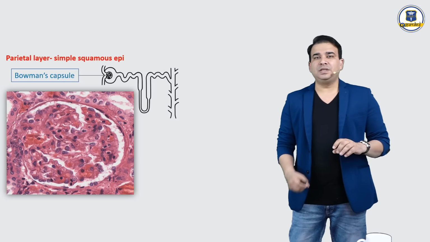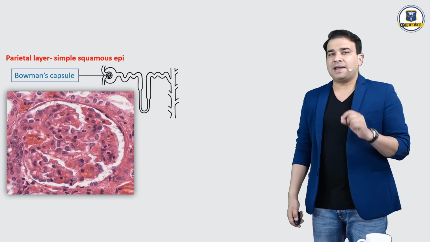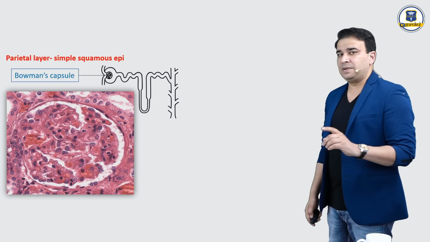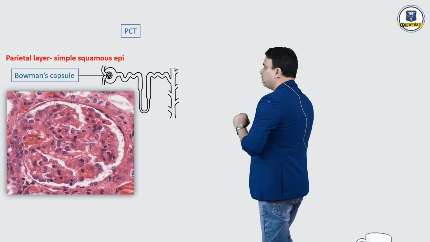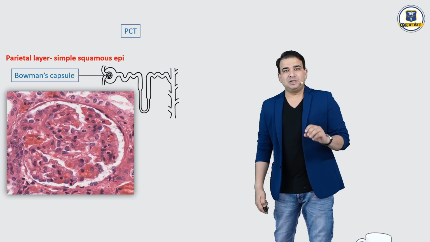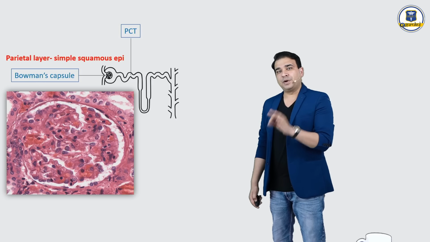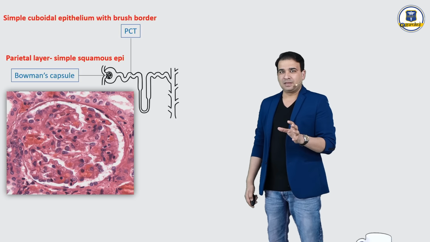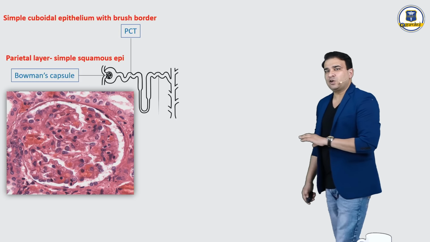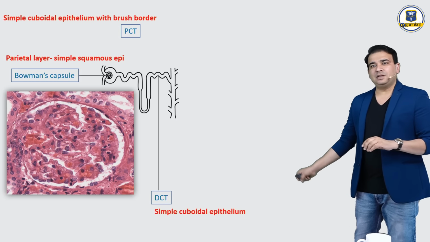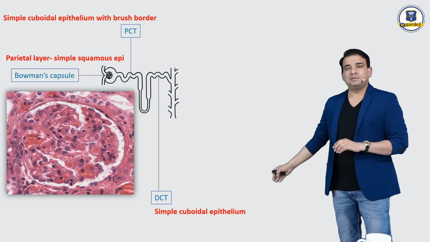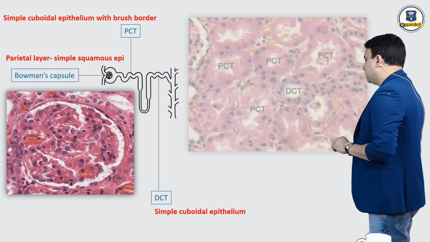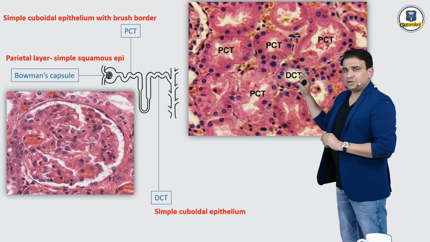Whereas in case of the PCT and DCT, the lining epithelium at both the side is the simple cuboidal epithelium, but the difference will be in case of the proximal convoluted tubule, the lining epithelium is simple cuboidal but with a brush border, and that makes the lumen of the PCT a bit hazy. Whereas in case of the distal convoluted tubule, the lining epithelium is again simple cuboidal epithelium, but there is no brush border.